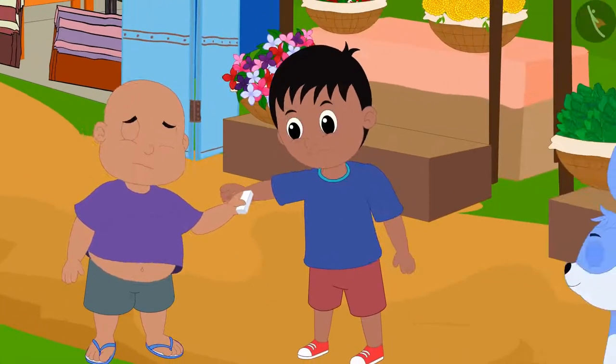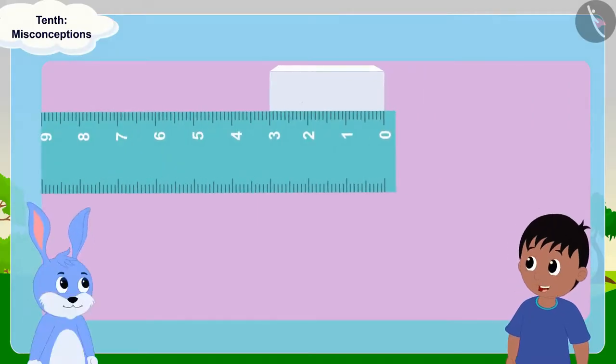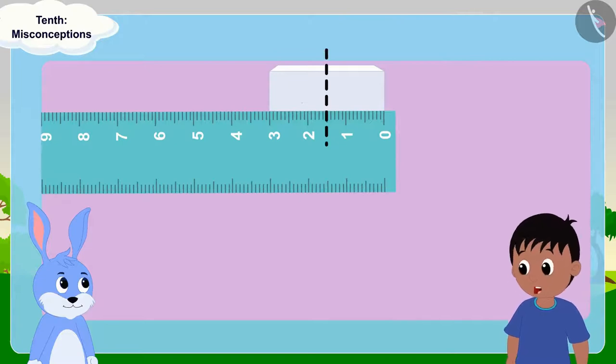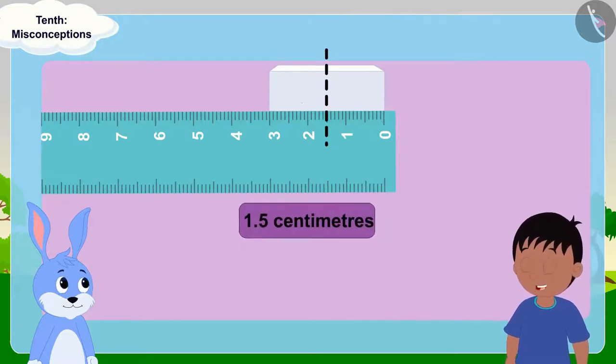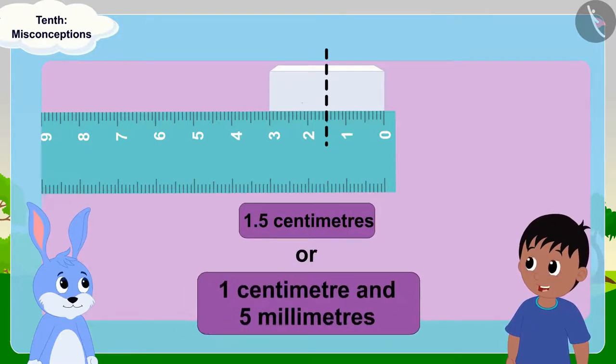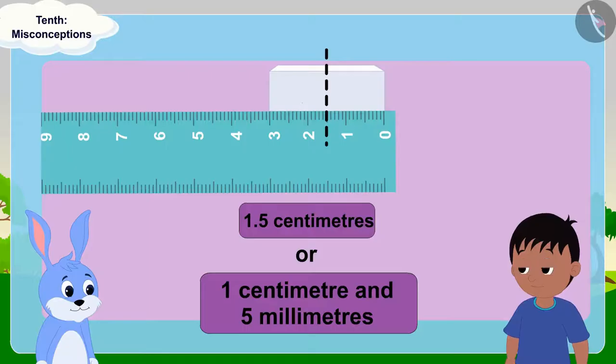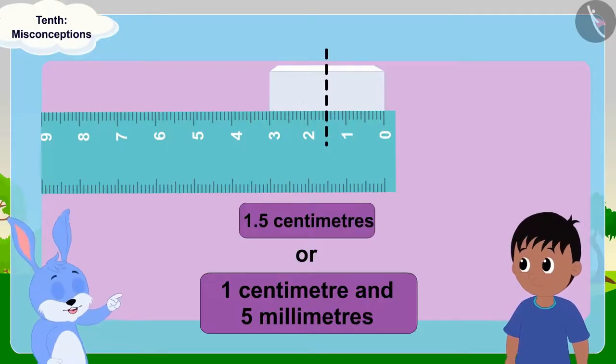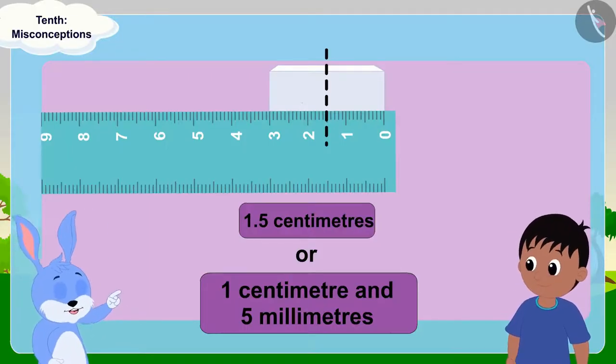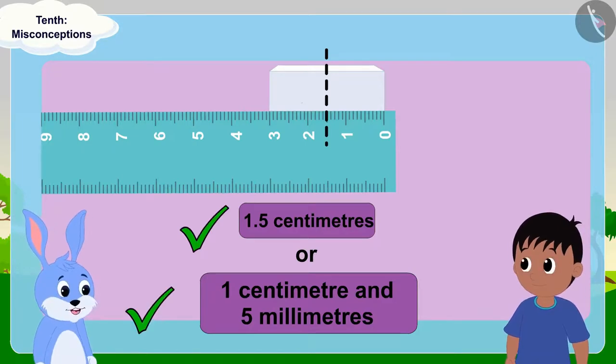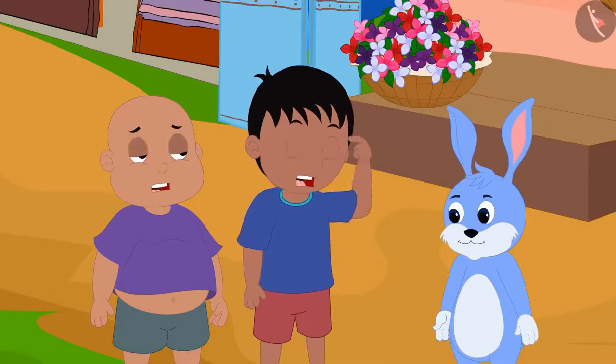Just then, Bunny was passing by. "Bunny, can you tell us whether half of this eraser is 1.5 centimeters long or 1 centimeter and 5 millimeters long?" Raju asked Bunny. Bunny burst out laughing. "Hey, both!" Bunny told Raju. Raju and Bablu could not understand anything.